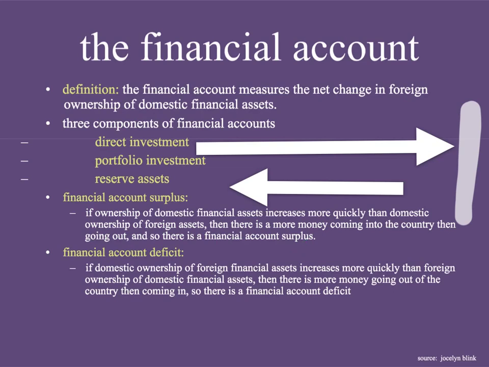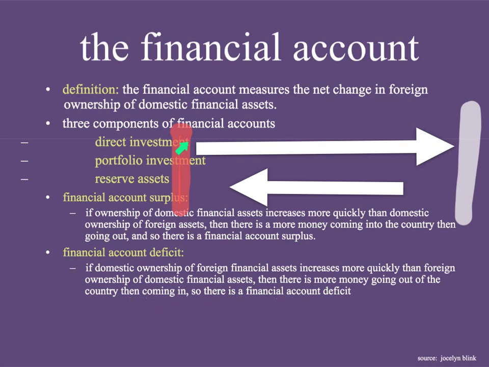But if you were to take the country and imagine that we're over here, make this red over here, then what would it be? It would be a deficit. Why? Because there's more money leaving this country than coming in. So you would have a financial account deficit if domestic ownership of foreign financial assets increases more quickly than foreign ownership of domestic financial assets. Then there's more money going out of the country than coming in, and this is a deficit.